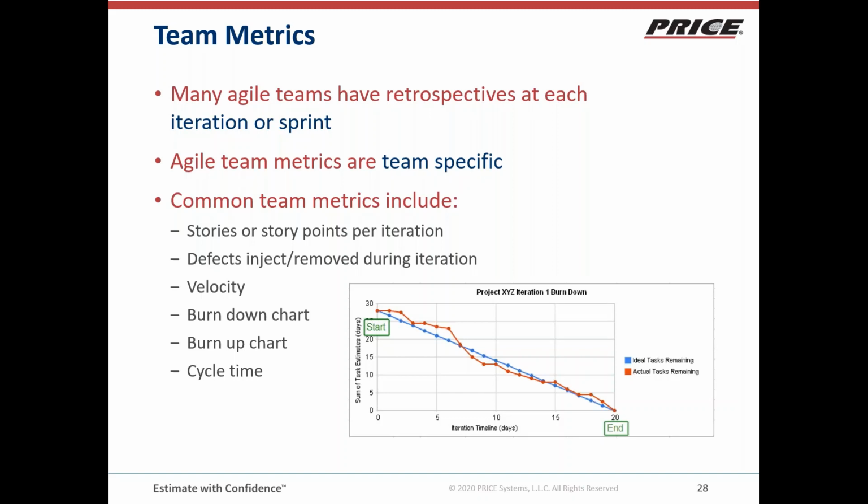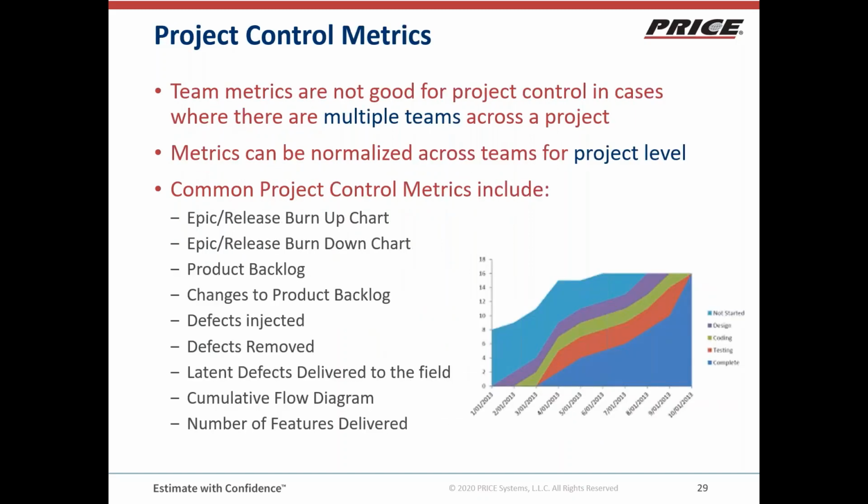And then keeping track of cycle time. So what's our cadence? How often are we getting our releases done in the time that we're planning to have our releases done? Unfortunately, team metrics are very valuable for the team. It helps them learn from their mistakes. It helps them keep track. It makes it possible for them to communicate with the organization. They're not good for project control in cases where there are multiple teams across a project.